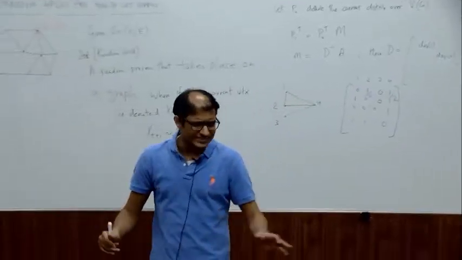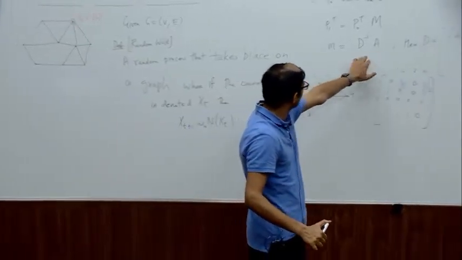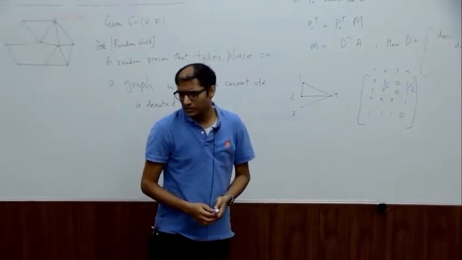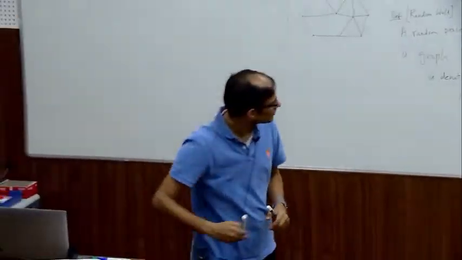So these matrices capital M of the form D inverse A are called Markov matrices. So let me write that name.